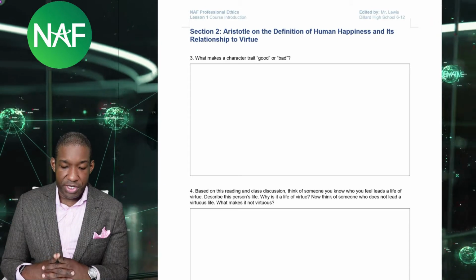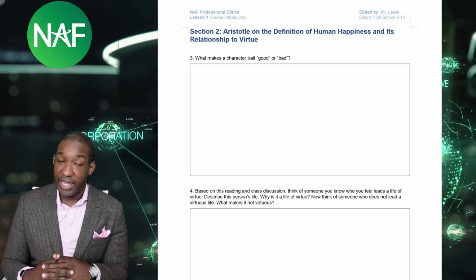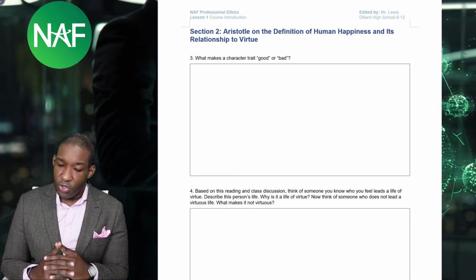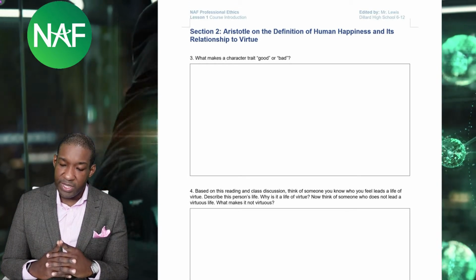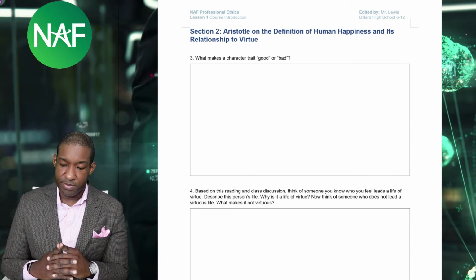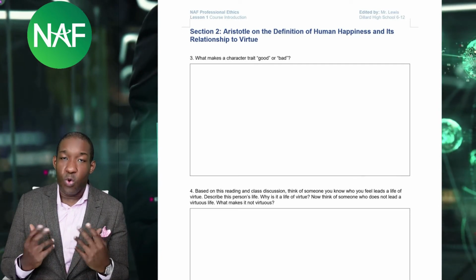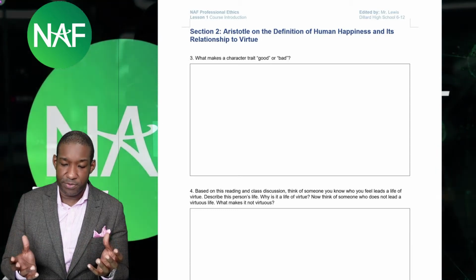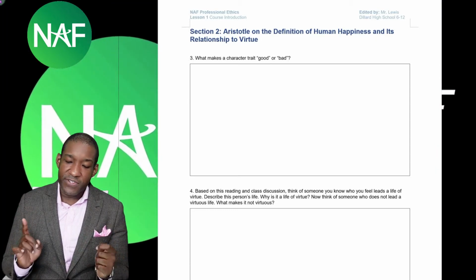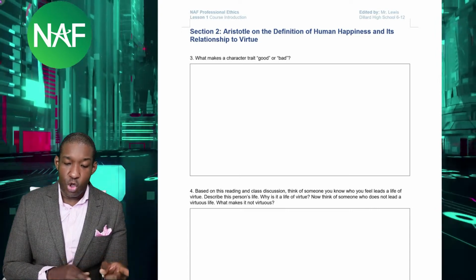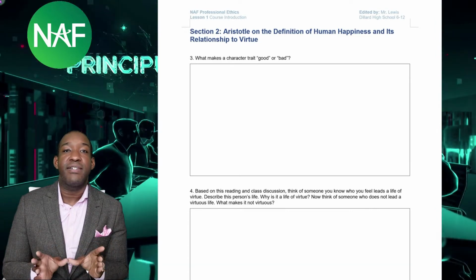The second question, based on this reading and the class discussion: think of someone you know who you feel leads a life of virtue. Describe this person's life. Why is it a life of virtue? Now think of someone who does not lead a virtuous life. What makes it not virtuous?